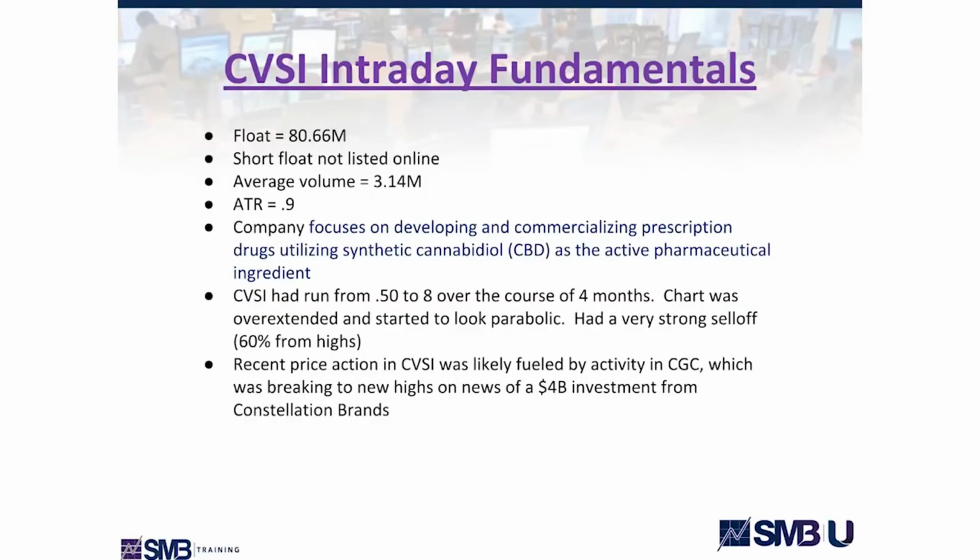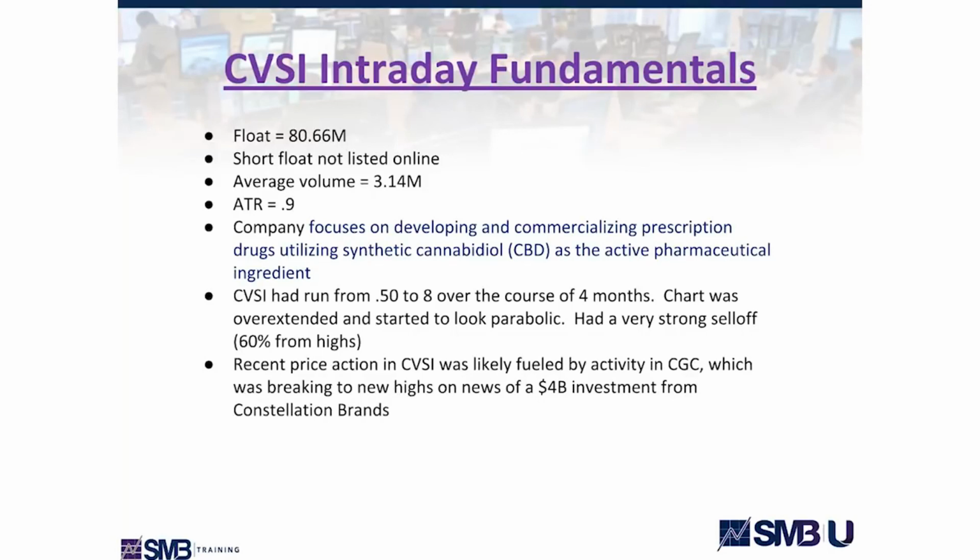CBSI intraday fundamentals. Here's the information I want to know about a stock before I actually trade it. In my book, One Good Trade, I talk about one of the fundamentals to putting on a good trade being properly prepared. So here is some of the information you want to have to be properly prepared in a stock. What's the float? Float in the stock is about 80 million shares. The short float is not listed yet, but good job of looking to see what it would be. The average volume in the stock is 3 million. The ATR is 0.9. The company focuses on developing and commercializing prescription drugs utilizing cannabis.